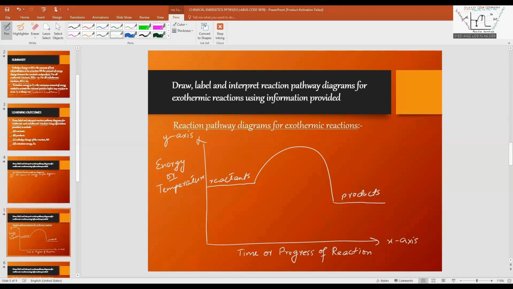You have noticed one thing, that products is at a lower energy state than the reactant. The reason is that energy is released to the surrounding. Remember this, for any exothermic reaction, products will be at lower energy state. This is lower energy state. This is high energy state.